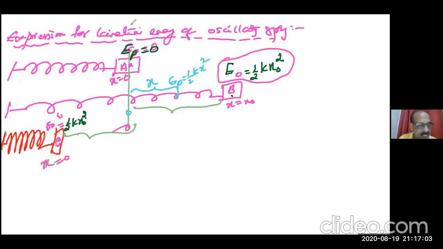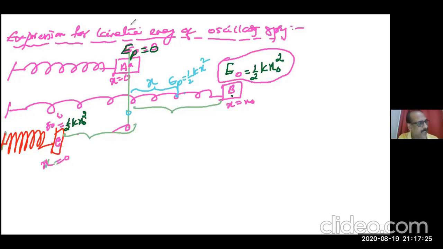Have you written this step? Check: during the oscillation of the spring, at an instant when it is at x, potential energy is half k x squared. Have you written? We wrote the potential energy at maximum displacement x0 is E naught is equal to half k x naught squared. Up to there, yes. I'm repeating once again, you check.